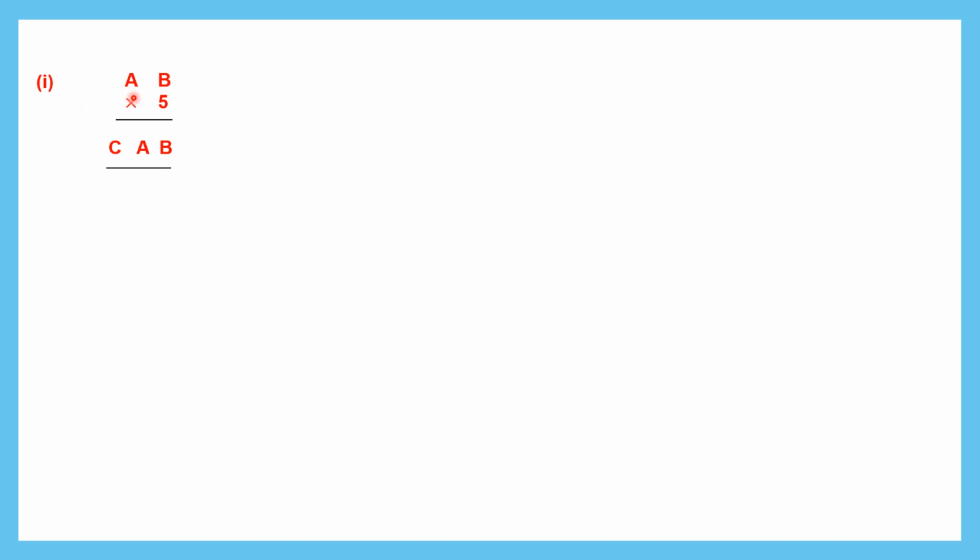Question 9, here also we have to find the values of A, B and C. Again, AB into 5 is CAB. That means B into 5 is B. B into 5 should give us back B in the ones place.